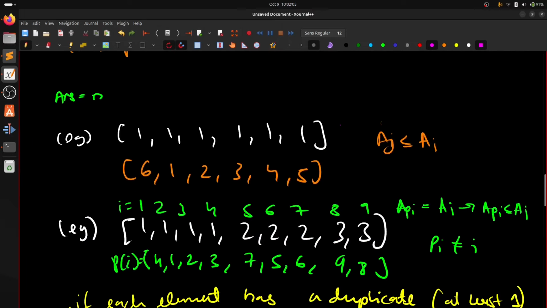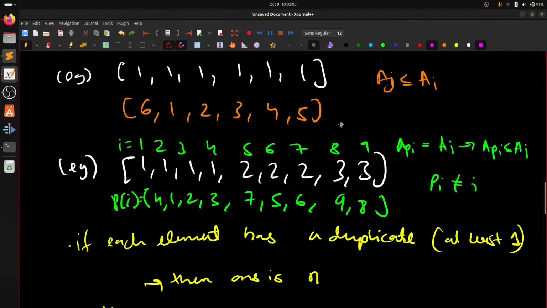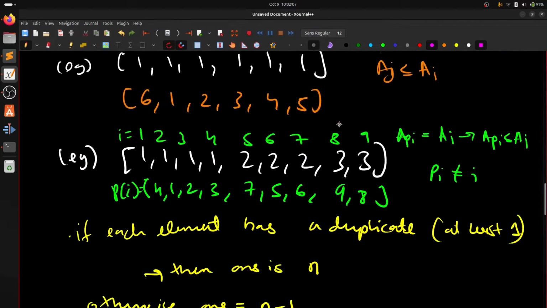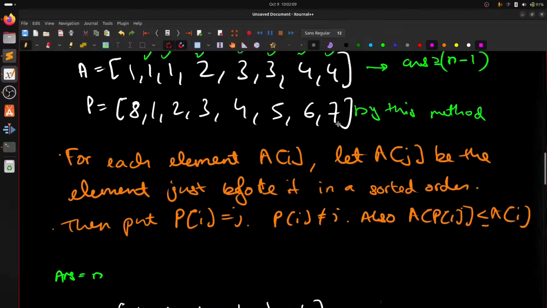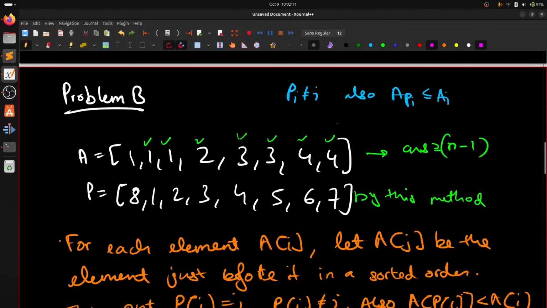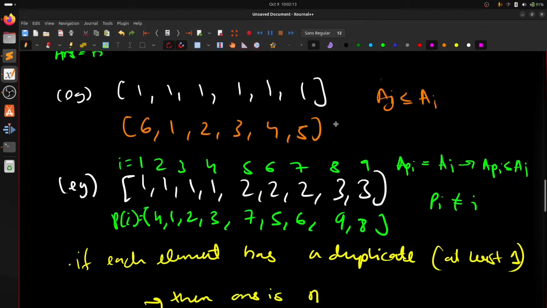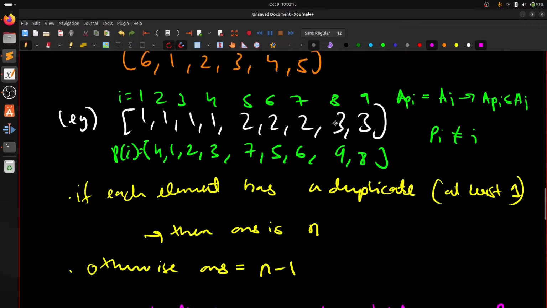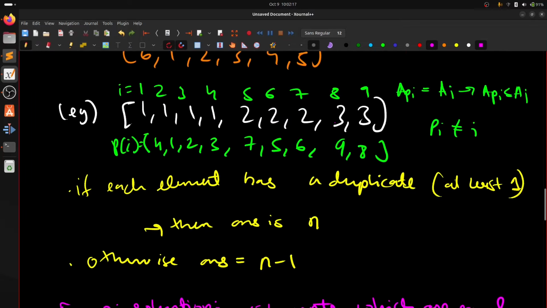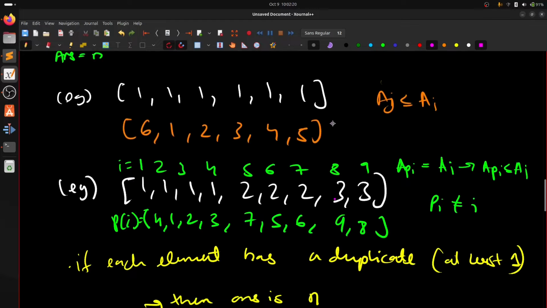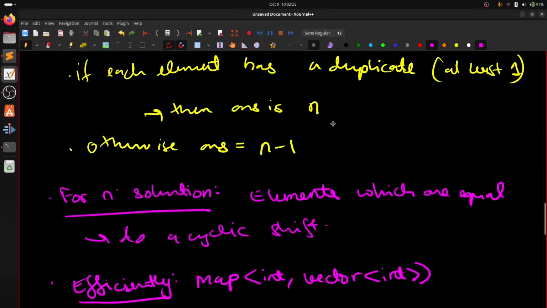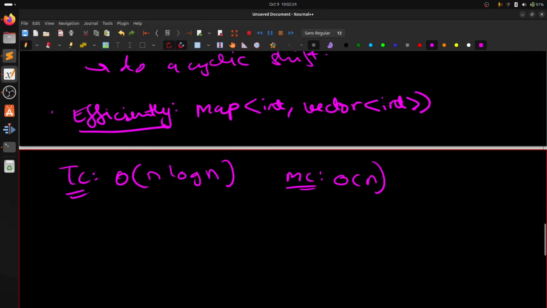So for the n minus 1 solution, that means that some element does not have a duplicate, and only then do we do the n minus 1 solution. We just cyclic shift on the whole array. Otherwise, for the solution where the answer is n, that means that each element has a duplicate. For each value, we need to cyclic shift on that value. We can use a map of int and vector int to do that. So let's have a look at the code for this.